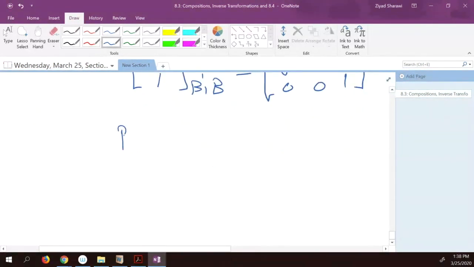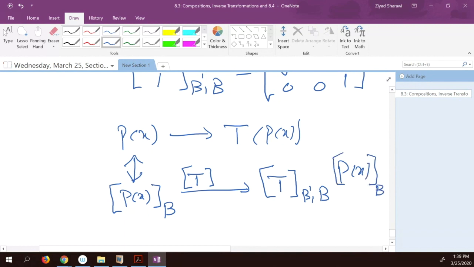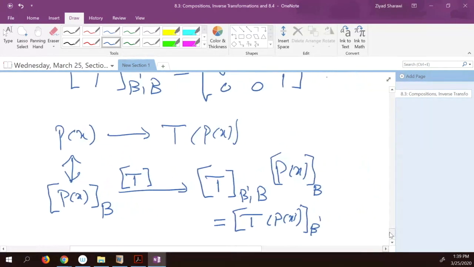Here, when you take P of X and you send that into TPX, instead of this, I can write the coordinate vector of Px with respect to B. And now I can multiply this coordinate vector by the matrix of T, the matrix of T P prime P, multiplied by Px with respect to B. And from this, I get the coordinate vector of TPX with respect to B prime. Now this, I use it to get this. Okay?